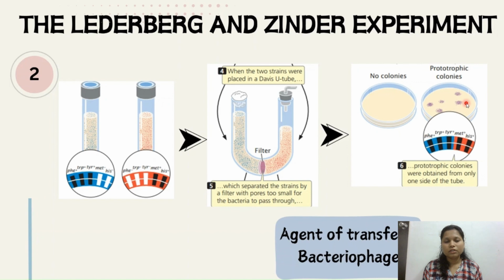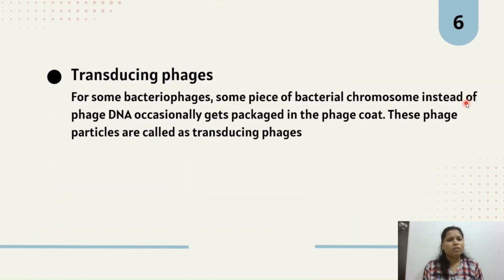So, transducing phages. For some bacteriophages, some piece of bacterial chromosome instead of the phage DNA occasionally gets packed in the phage core. These phage particles are called transducing phages. It may not be clear here, but as we see the process, we'll get a clear idea of what transducing phages actually are.